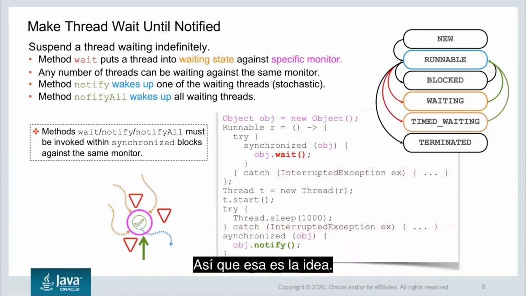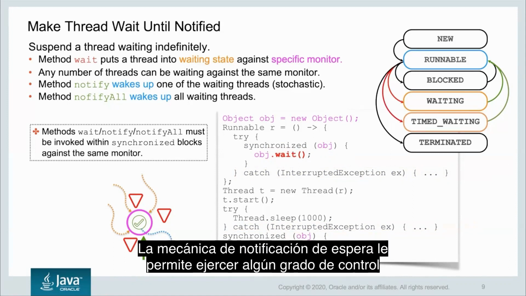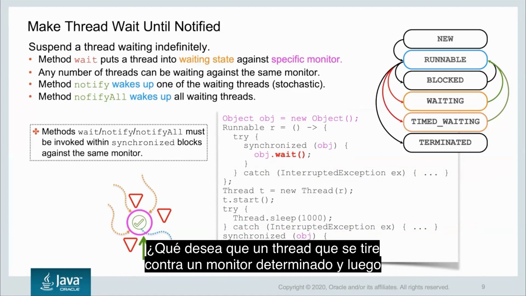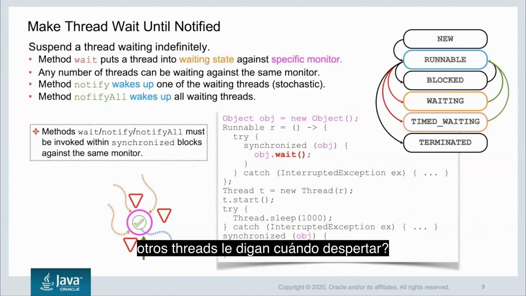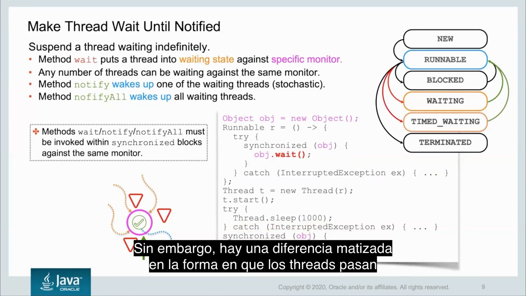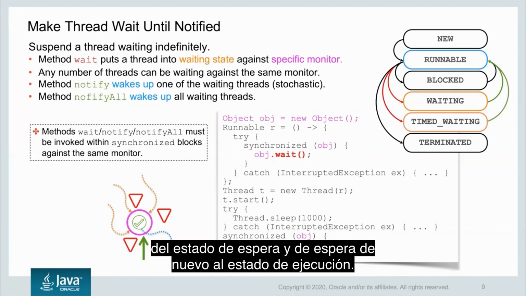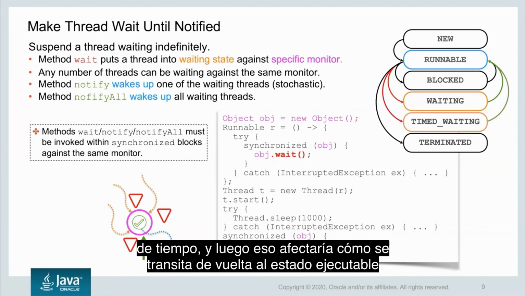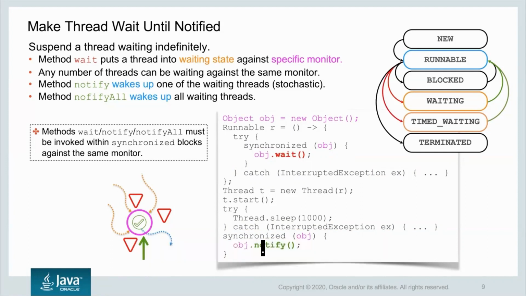Okay, so that's the idea. The wait notify mechanics allow you to exert some degree of control over the order of execution when you want a thread to pause itself against a given monitor, and then other threads to tell it when to wake up. However, there is a nuanced difference in the way threads transit from waiting and timed waiting state back to runnable state. So it depends how you placed the thread into these waiting and timed waiting states. That would affect how you transit back to the runnable state.